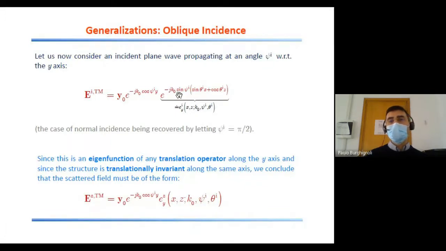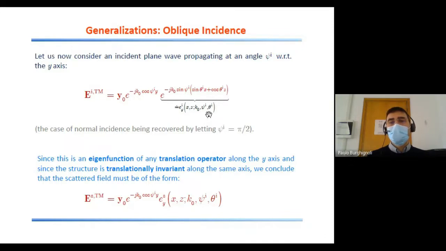And all in all, the incident electric field is the product of a part that expresses the dependence on y, and the remaining part that contains instead the dependence on x and z, and which is parameterized by E0, and also by the angles psi and theta of the incident wave.